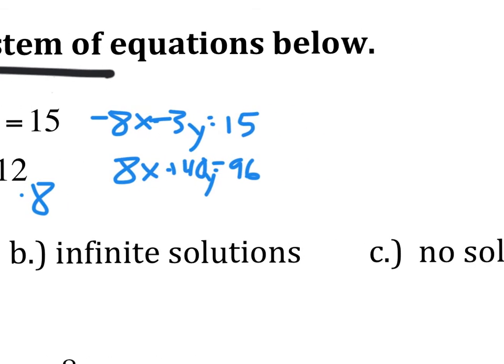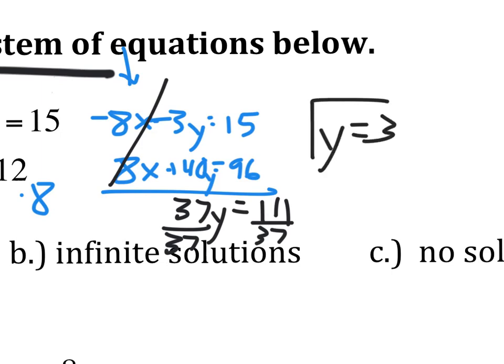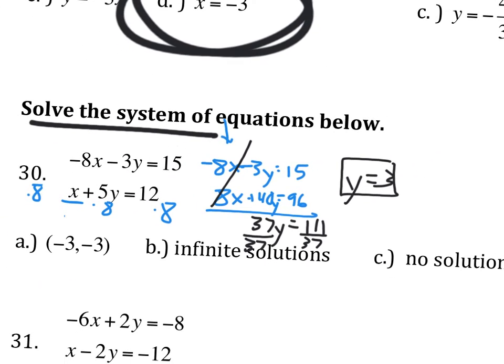Once I have my magic pair, I add up my columns. Boom, it's gone. 37y equals 111. It's an elementary equation. Solve that all day, divide by 37. I get y equals 3. Hey, stop celebrating, you're not done yet. You got to find out what x is.